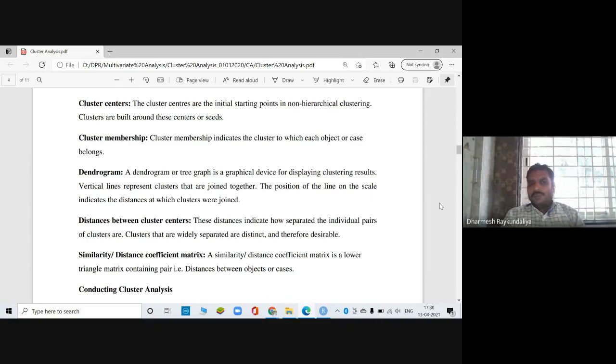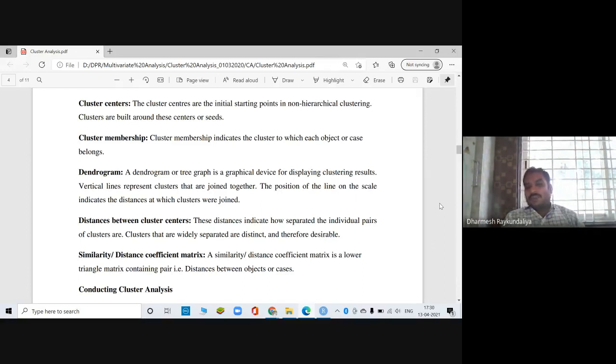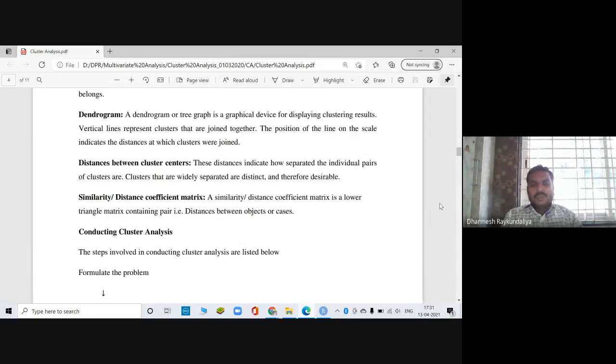Now, the distance between the cluster centers. This distance indicates how separated the individual pairs of clusters are. Clusters that are widely separated are distinct and therefore desirable. So you always try to find the difference between clusters. If one cluster has a difference here, another cluster has a difference there, and if the distance is far away, then we say the clustering is appropriate, because our objective is that within the data must be homogeneous and between the data must be heterogeneous. You can also find the similarity or distance coefficient matrix.